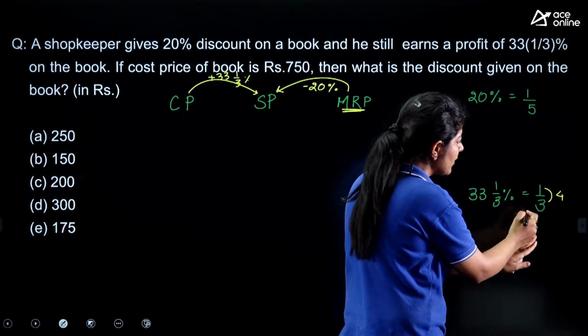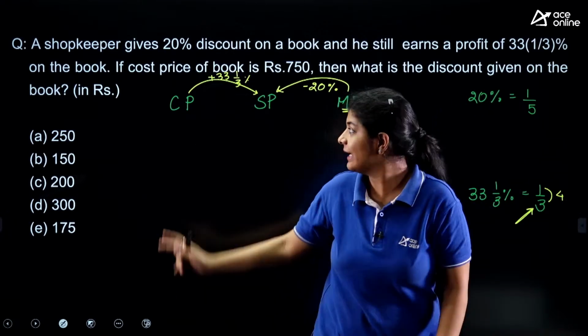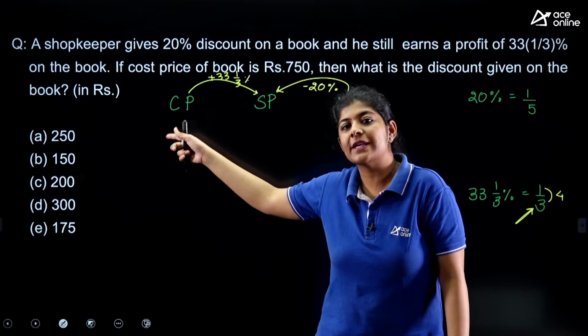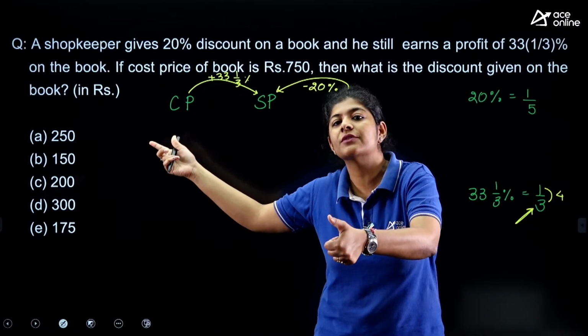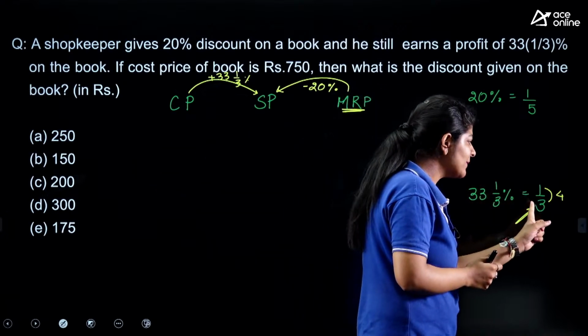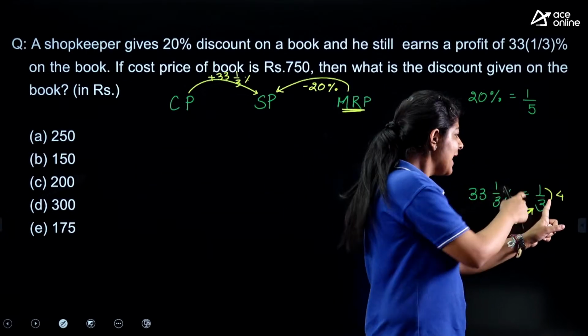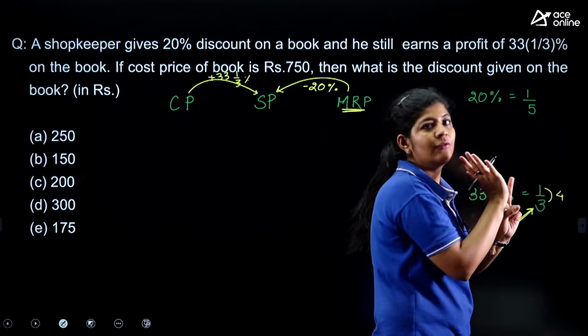What I am trying to say is, the denominator shows the whole value, the complete value. And here we are talking about cost price. Why are we talking about cost price? Because loss and profit is always calculated on cost price, right? So here I am just assuming 3 is cost price, and on that I am getting a profit of 1 rupee, and in total I am getting 4 rupees.